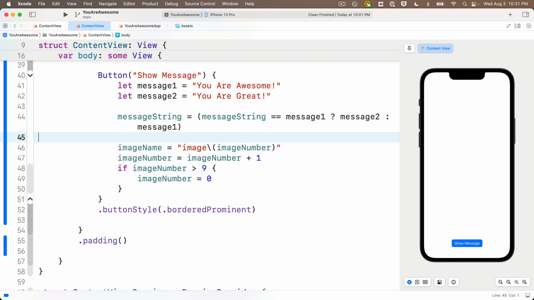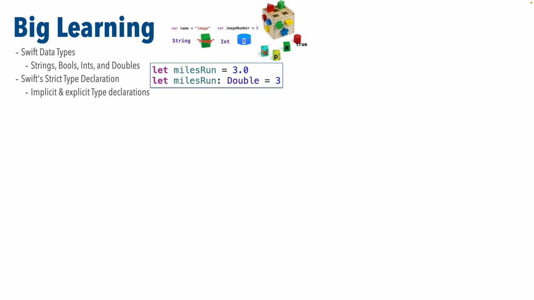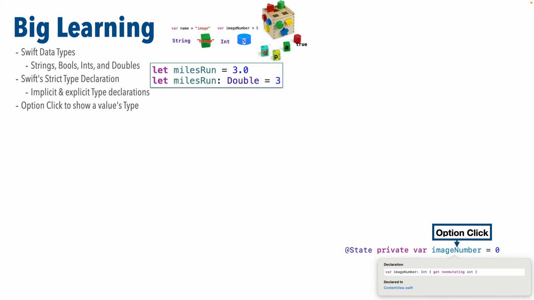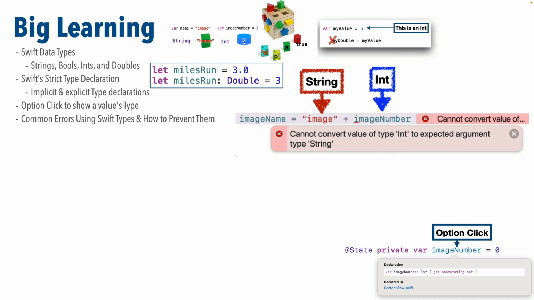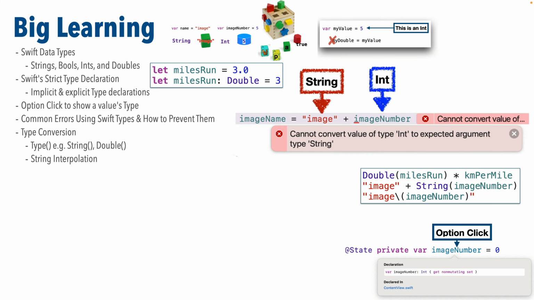Once again, big learning in this lesson. We learned about major data types in Swift: strings, bools, ints, and doubles. We covered Swift's strict type declaration and learned how to implicitly and explicitly declare a type. We learned the ultra-handy option click to show a type's value. We encountered several common errors using Swift types and learned how to prevent them. We covered type conversion, using the type name in parentheses, and using string interpolation.